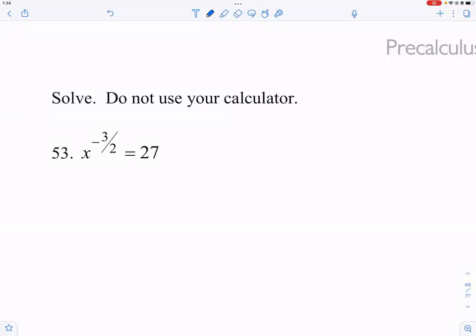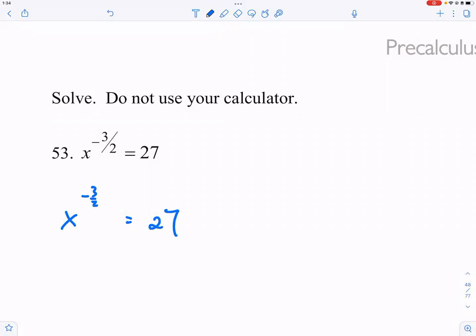All right, for 53, it's actually a very easy question. But you need to know what you're looking for. If not, then it becomes very complicated. So what you're looking for is to get x by itself. And now we got something attached to the x, which is x to the negative 3/2 power.